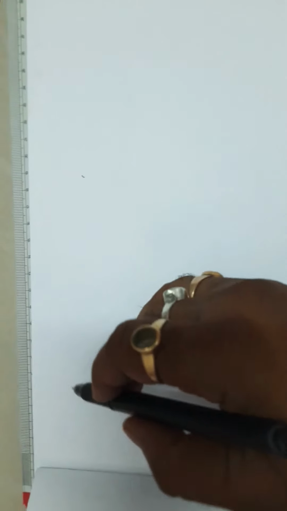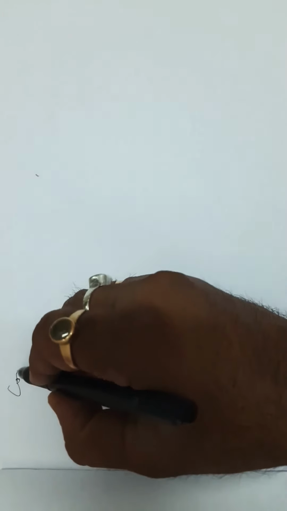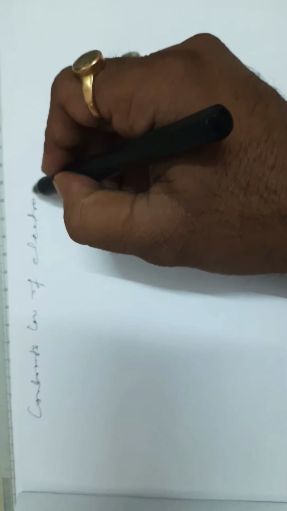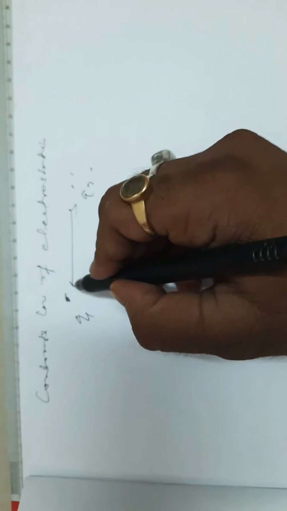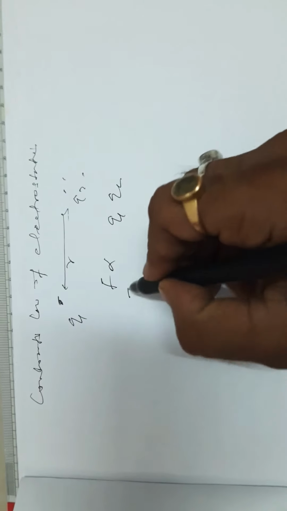Now, moving on to the next topic related to this electric field and potential chapter, the most important one is Coulomb's law of electrostatics. It simply means that if we have two charges, Q1 and Q2, and the distance r is between them, then the force will be directly proportional to the product of the charges and inversely proportional to the square of the distance between these two charges.